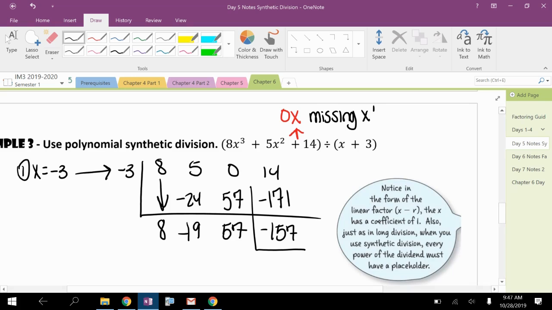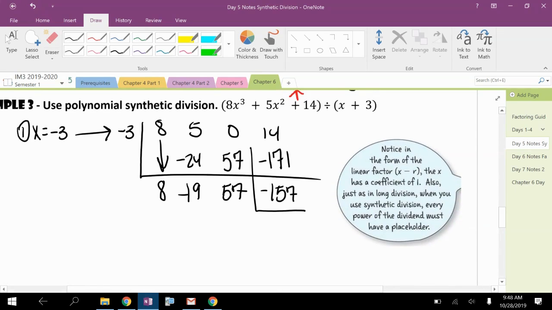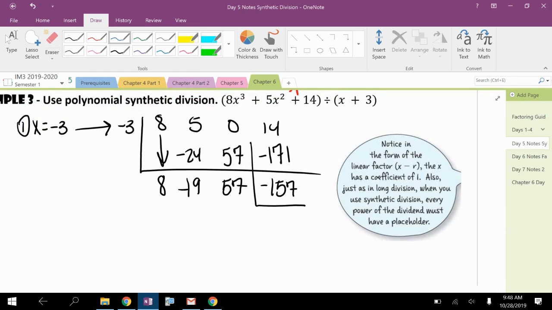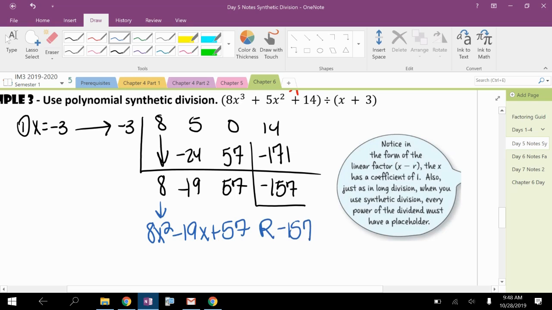Okay. Is this a remainder, or is this a factor? Is x plus 3 a factor of what we just did? Yes or no? No, because you have to get what in that little box in that remainder to be a factor? 0. Very good. Okay, now, what am I going to start with? 8x cubed or 8x squared? 8x squared. Very good. Minus 19x plus 57 with a remainder of negative 157.